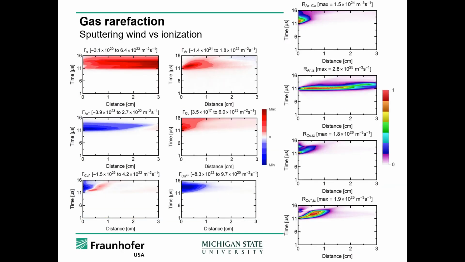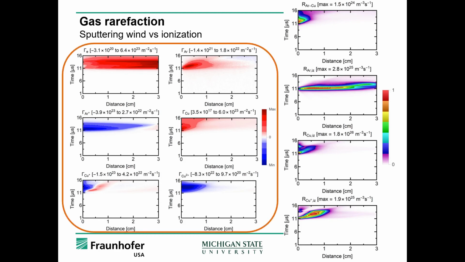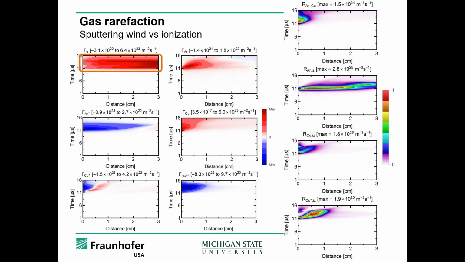Finally, let's take a look at the gas rarefaction phenomenon from kinetic point of view. The left figure shows the spatial temporal flux of each species during the discharge. The electrons are repelled from the target surface as expected. The background argon atoms during the discharge current transition stage are strongly repelled from the target due to their momentum exchange with the sputtered copper atoms from the target. This phenomenon is also called the sputtering wind, which is theoretically believed to play a role in gas rarefaction.